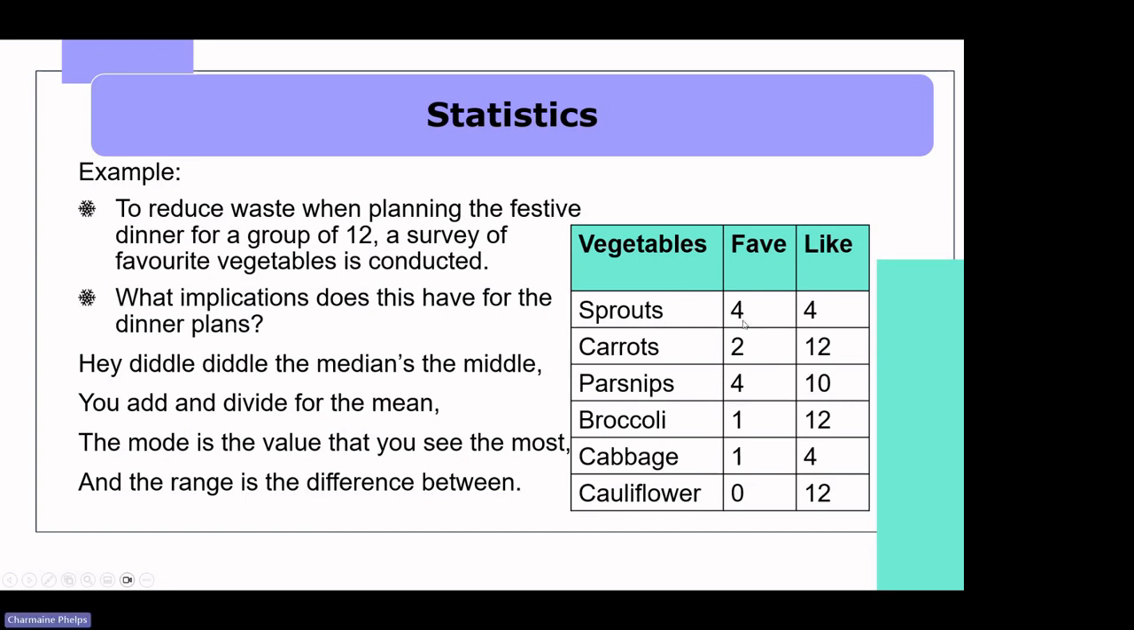So 4 people, sprouts are their favourites. Unfortunately, there are only 4 people of the 12 who will even eat the sprouts. Whereas carrots, everybody likes carrots. Everybody likes broccoli of these 12 people surveyed. Everybody likes cauliflower. It's nobody's favourite, that's all. So with a different survey, I can get results that are more helpful.